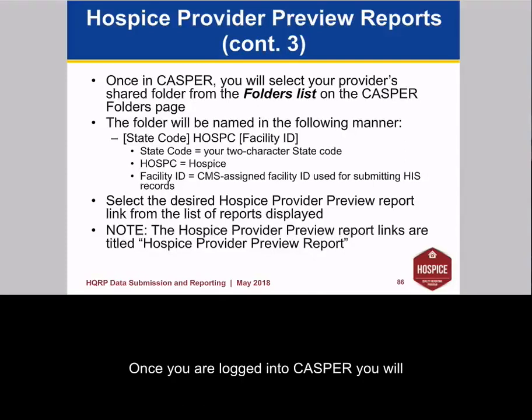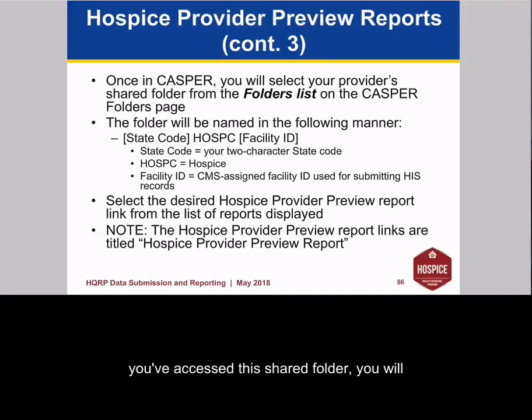Once you are logged into CASPER, you will select your provider's shared folder from the folders list on the CASPER folders page. To be sure that you're accessing the correct shared folder, you would want to identify the folder that is named as follows: state code, the letters HOSPC, and facility ID. The state code is your hospice provider's 2-character state code. HOSPC is an abbreviation for hospice. And the facility ID value is the CMS-assigned facility ID used for submitting the HIS records to the ASAP system.